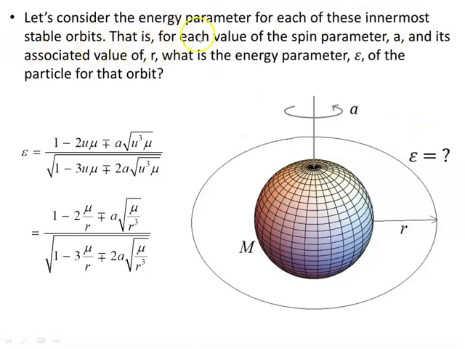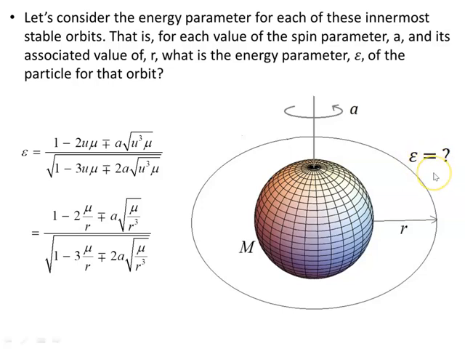So that is, for each value of the spin parameter A, the black hole's got some spin parameter A, rotating at some rate A, and its associated value of R is what we're trying to find for some given value of A. What is the energy parameter epsilon of the particle for that orbit? So here's our particle, our mass, our observer in a laboratory, orbiting around a black hole of mass m at some distance r, with some value of a. What is epsilon? That's what we're going to have a look at.